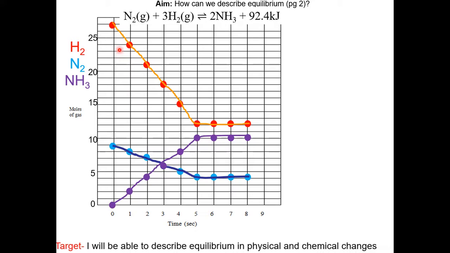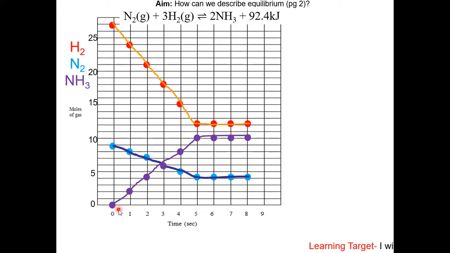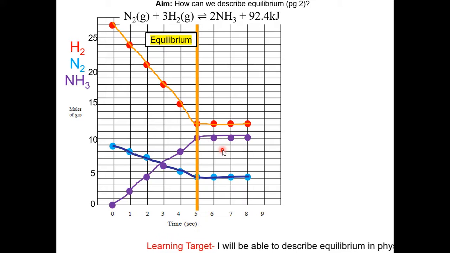So as you can see, in the beginning, we only had reactants H2 and N2. As the reaction progressed, NH3, which is the product, is formed. As NH3 is being formed, the reactant's concentration decreases. Eventually, the reactants and the product concentration is constant. Once they are constant, equilibrium is reached.